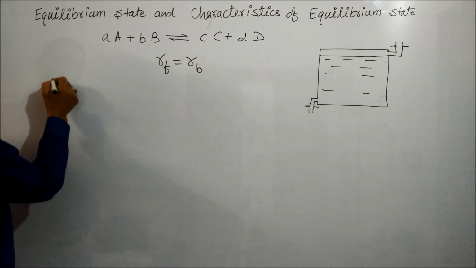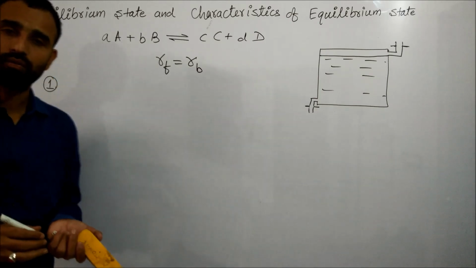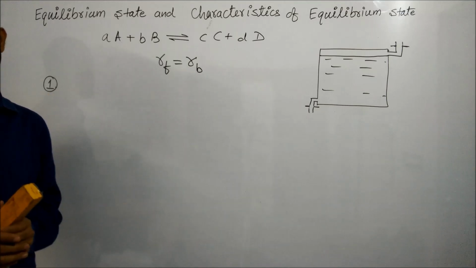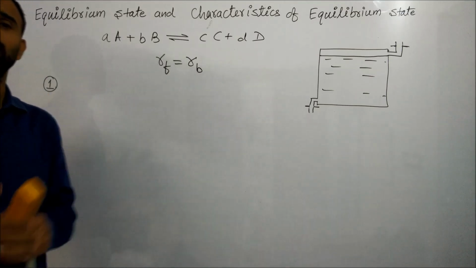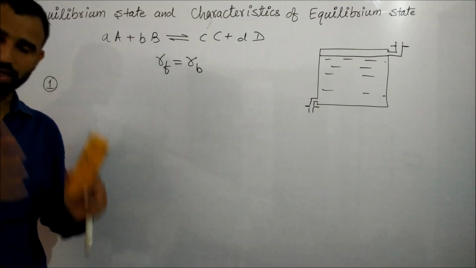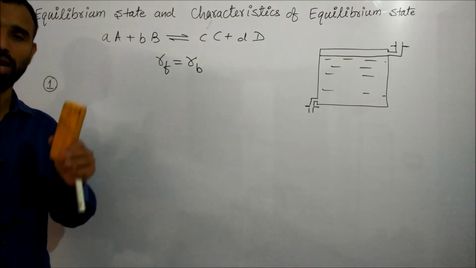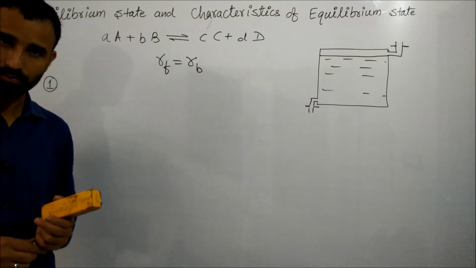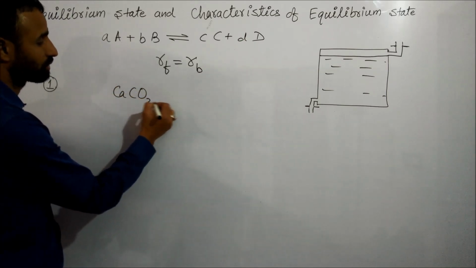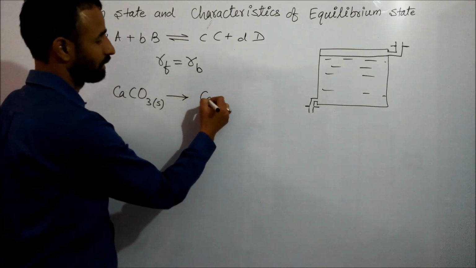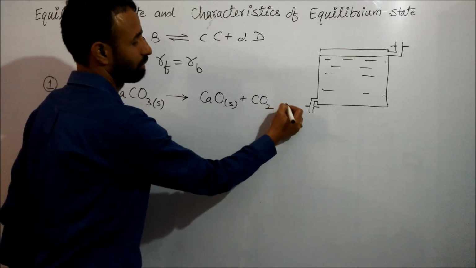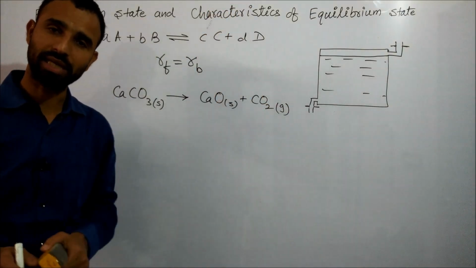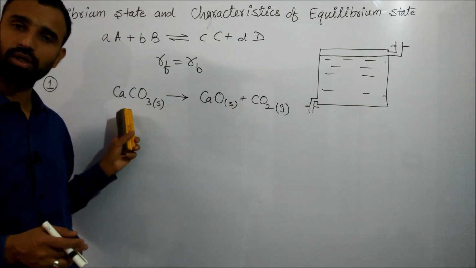And what are the characteristics? First characteristic of equilibrium state is that equilibrium state is always achieved in a closed vessel. Closed vessel means that reactants or products present in the mixture are not allowed to go out. For example, if we deal with gaseous moles and the reaction is calcium carbonate solid, calcium oxide solid, carbon dioxide gas. If the vessel is open, what happens? Carbon dioxide goes out, it escapes out. Therefore, equilibrium can never come back.